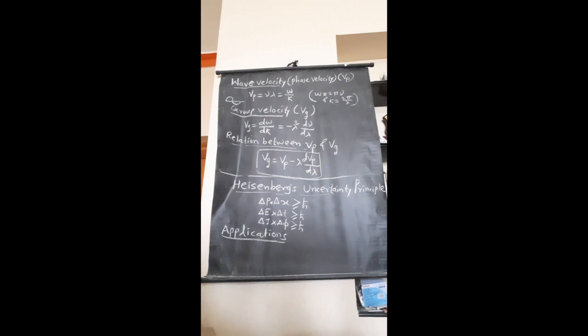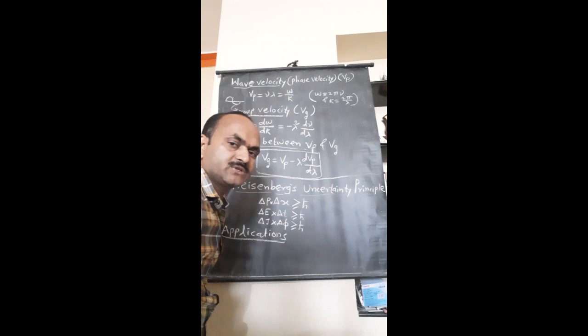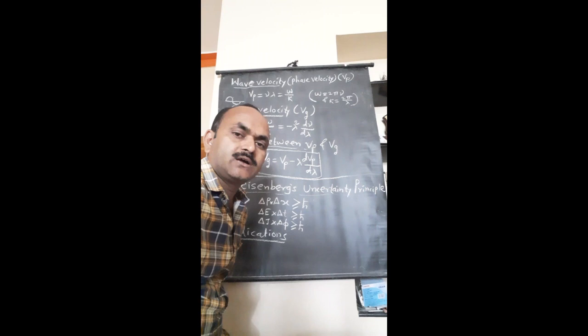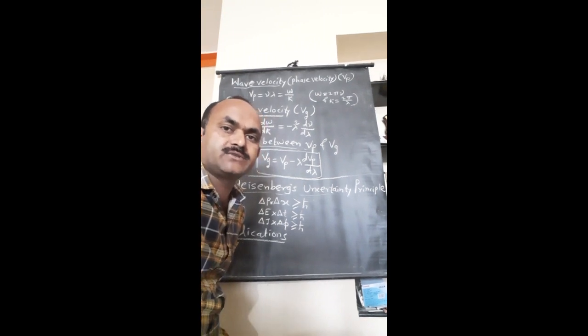Another one is the strength of the nuclear force, and next one is that the stability of the atom can be explained from this Heisenberg uncertainty principle, and the non-existence of the electron in the nucleus can also be explained from this Heisenberg's uncertainty principle. So these are the applications of the Heisenberg's uncertainty principle.